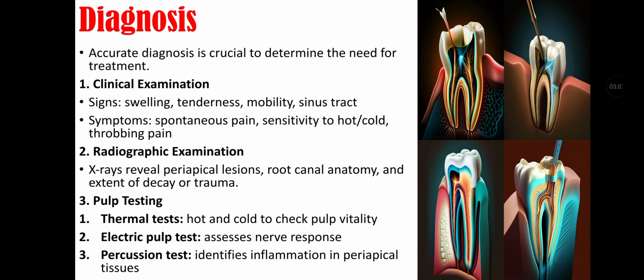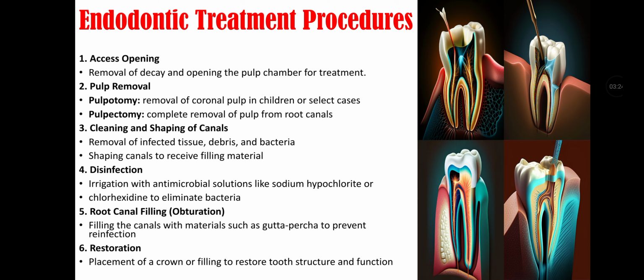Third is pulp testing, that includes three types of tests: thermal test, electric pulp test, and percussion test. Thermal test is hot and cold substances applied to check pulp vitality. Electric pulp test assesses nerve response, and percussion test identifies inflammation in periapical tissue.